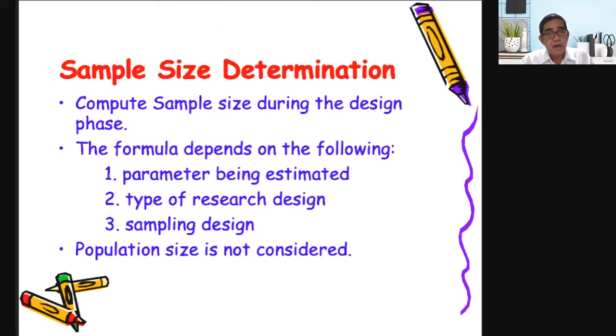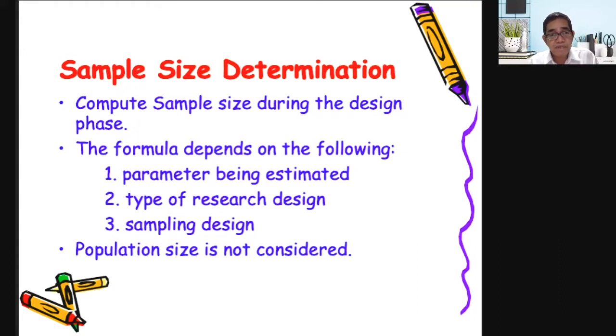Now, in the sample size calculation, and we are now talking of quantitative research, the formula for the sample size depends on the following: the parameter that you want to estimate, which can be seen from the objective of the study, because we will calculate our sample size based on the objective of the study. So what is the parameter that you want to estimate in that objective? And the formula depends precisely on that parameter.